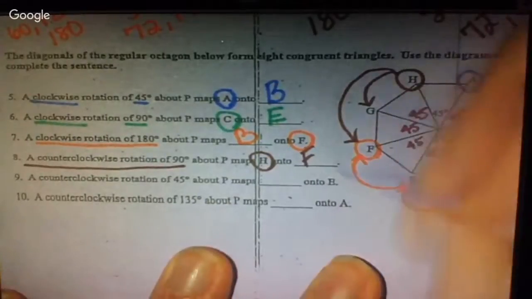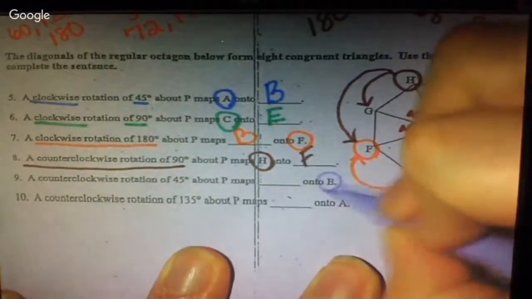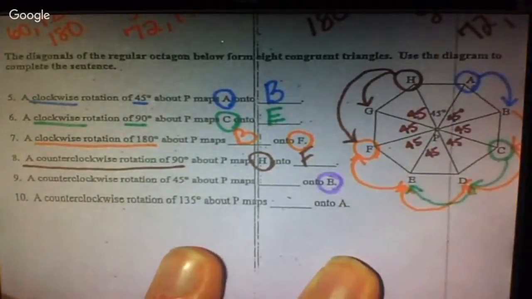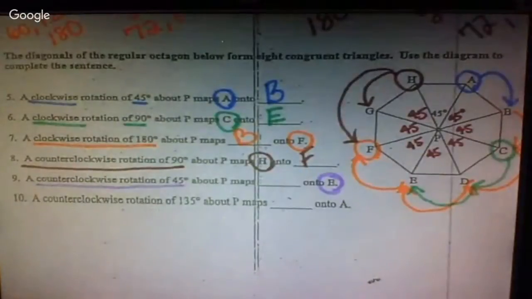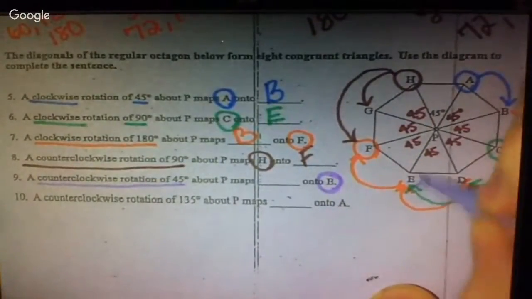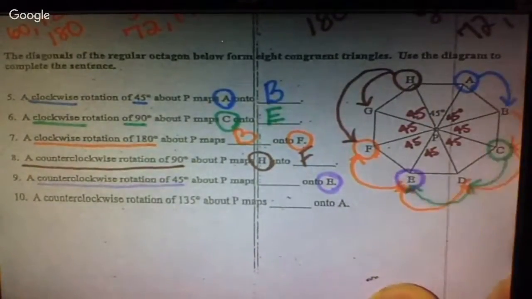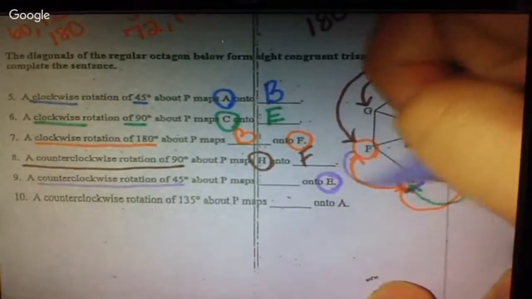All right. So this time I want to end at E. I want to finish at E by going counterclockwise 45 degrees. So I want to finish at E, so that means I need to start at F.